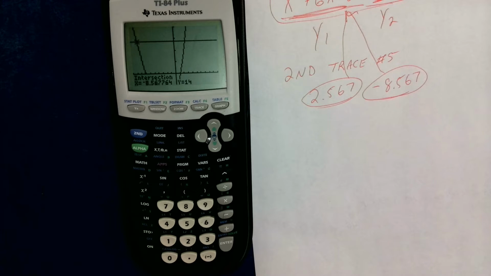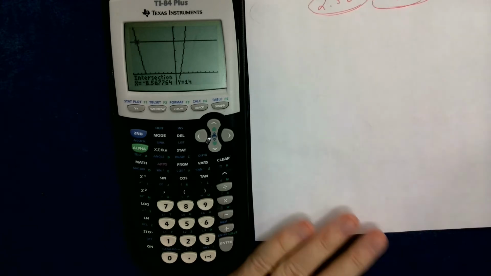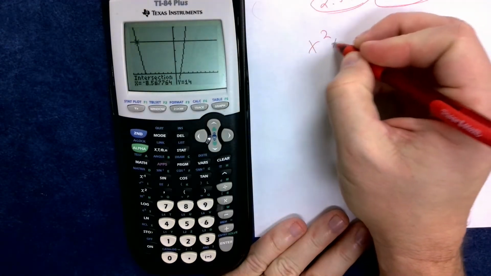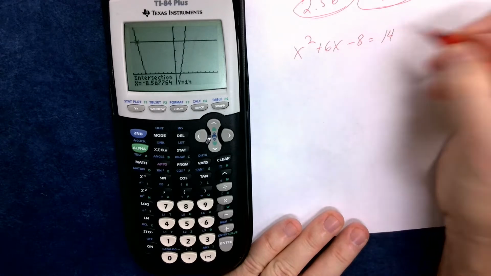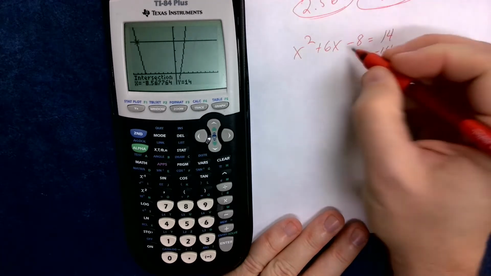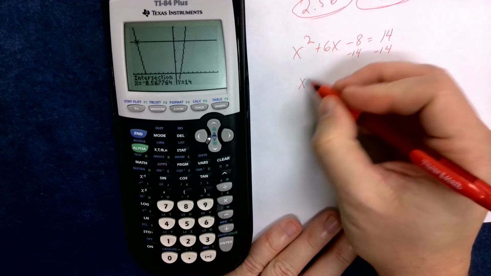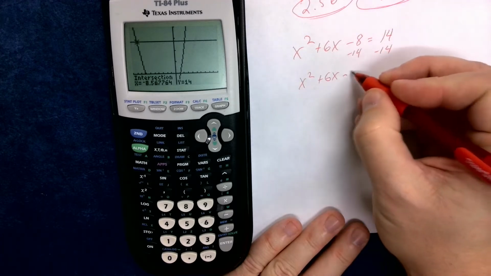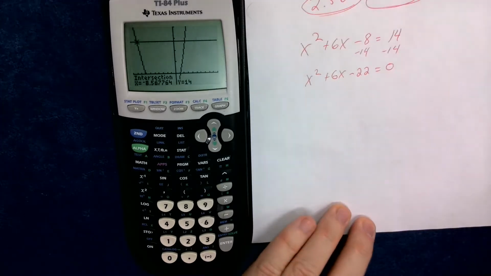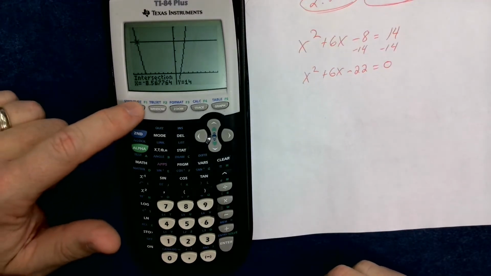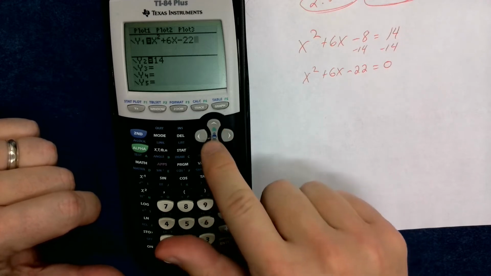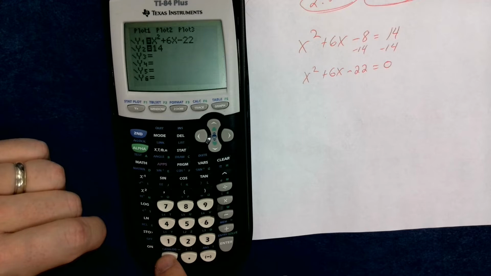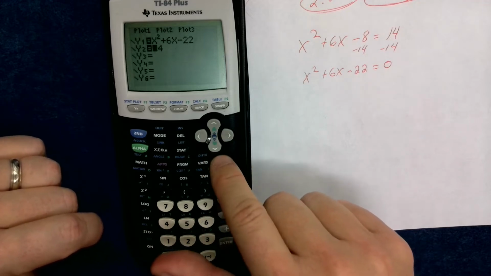Now I also could have done it by solving it by finding the zeros of this function. So I'm going to rewrite it: x squared plus 6x minus 8 equals 14. I'm going to subtract the 14, and I get x squared plus 6x minus 22 equals 0. And now I'm going to graph that. So I'm going to go to my y equals, change this minus 8 to a minus 22, and change this, just clear it out completely.